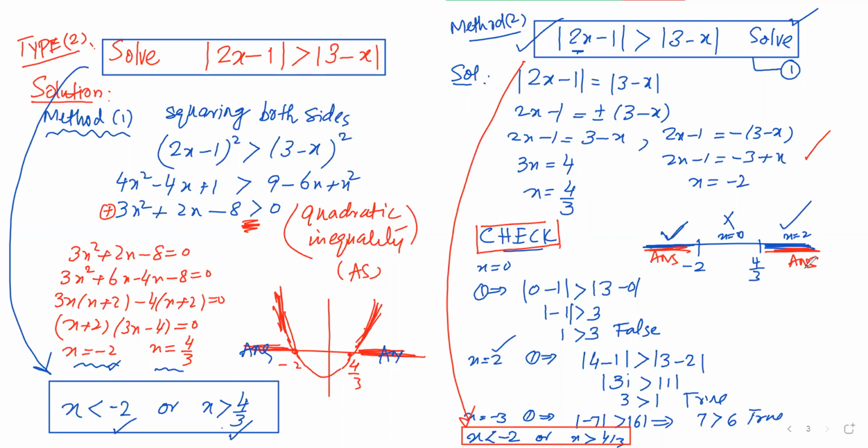So either method you can apply, but the special case should be taken that this method of squaring you can apply if you have the modulus on both sides. So the method of squaring both sides works only when we have the modulus function on both sides.